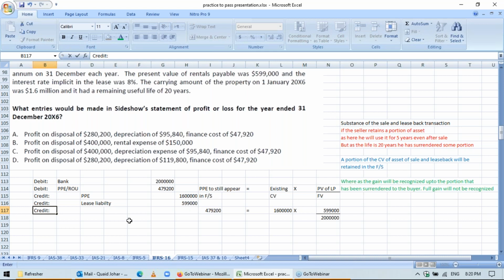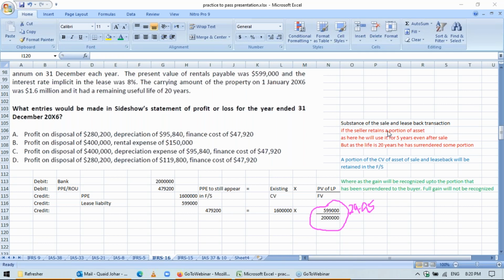Now, what gain have you earned in this case? The gain earned will be on the portion of the asset surrendered. When can you record a gain? You can only record a gain when you sell something, right? So you have not sold the whole of the asset. You have retained a portion of it. What is the retained portion? If you divide this 599,000 by 2 million, you get 29.95%. So this much you have retained, and the rest has been sold.